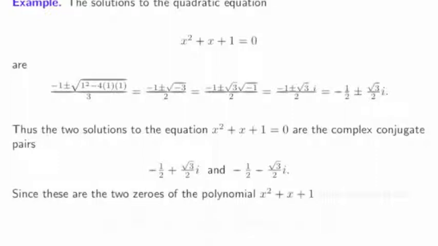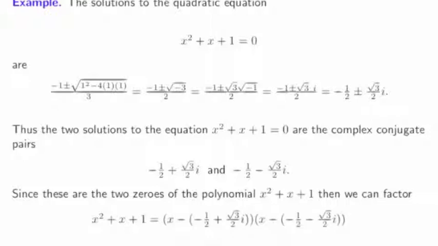Since these are the two zeros of the polynomial x squared plus x plus 1, then we can in fact factor this polynomial. Recall that if c is a zero, then x minus c will be a factor, so my factors are x minus this first complex number times x minus the other. If I distribute the minus signs, I get this. So I've factored x squared plus x plus 1 into two linear terms.